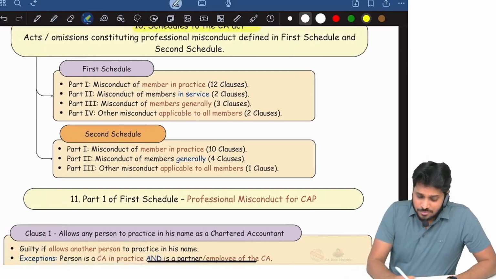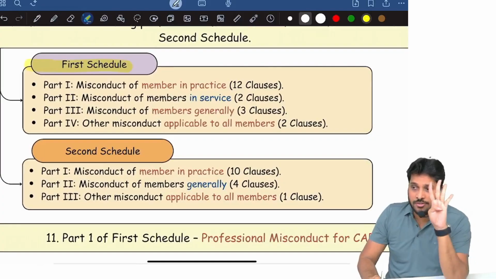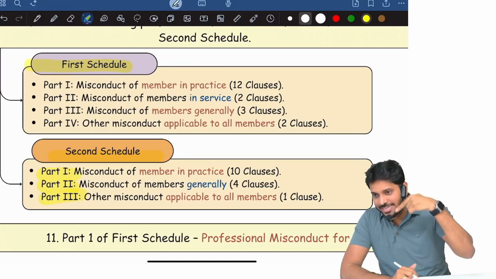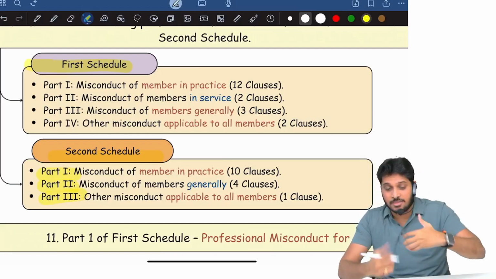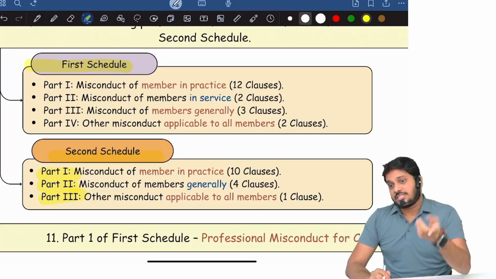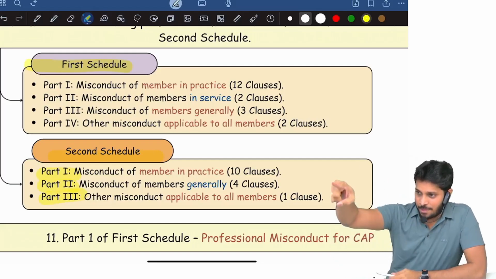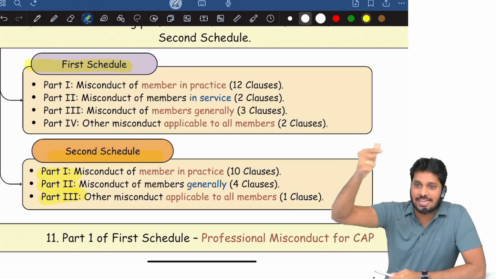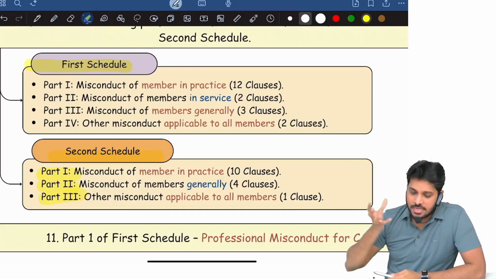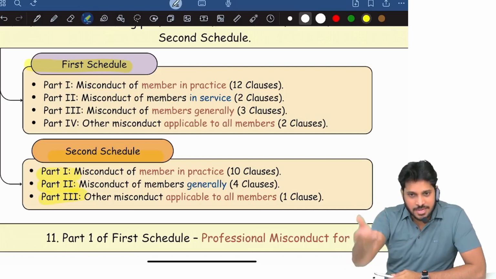Next. The first schedule has a total of 4 parts, the second schedule has a total of 3 parts. What is dealt with under the first schedule, and what under the second? The first schedule deals with business practice conduct. How are we doing this practice? The second schedule deals with clients. If we are doing something wrong with the clients, in the delivery of the work, that is more offensive, that is more severe. See, if I'm doing advertisement, that is bringing disrepute to the profession.